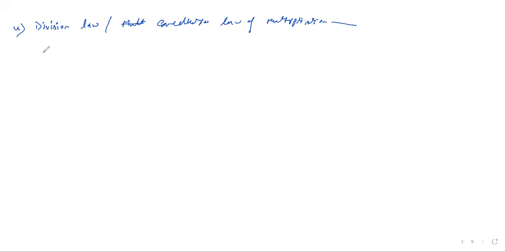Now there is an important thing which is defined as the cancellation law of multiplication. So what this law says, for division and multiplication, is that if I have x and y which belong to the field of scalars.